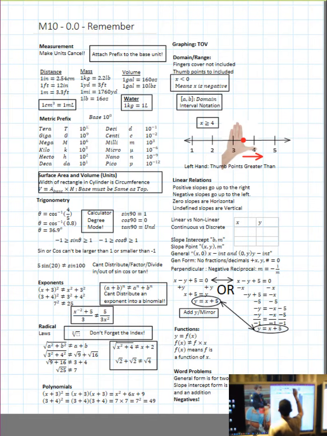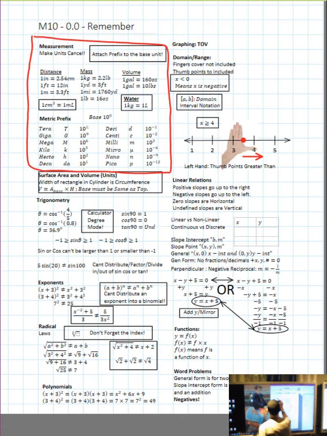Okay, so let's take a look at the Math 10 Remembers, the things that we're supposed to remember when doing our methods. So remember, when working with measurement and our conversion factors, make sure that the units cancel when you multiply by the conversion factor. And if you're an IB student or you're doing physics, make sure that you attach the prefix to the base unit. That's hard.